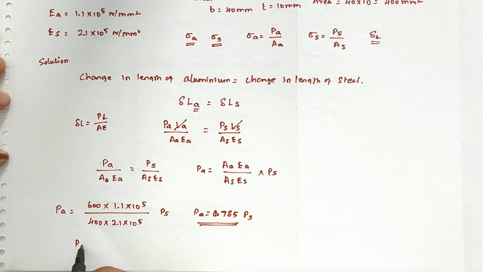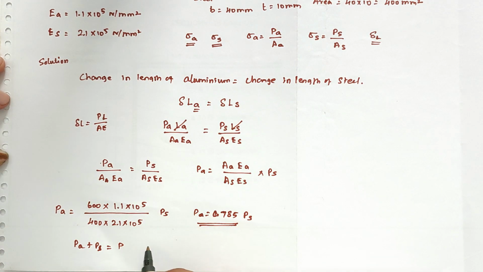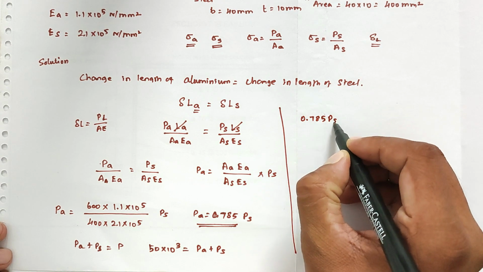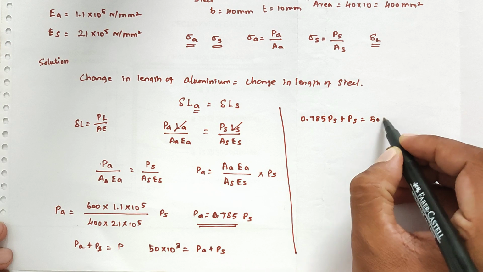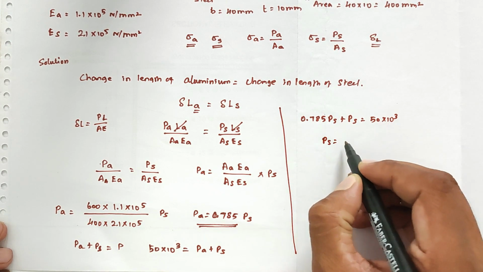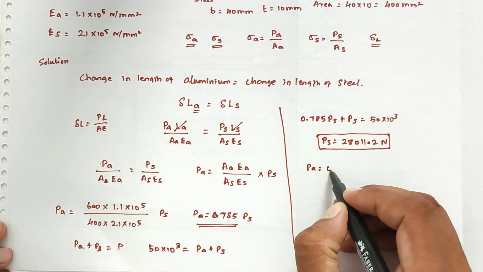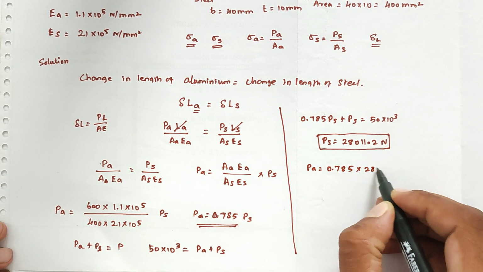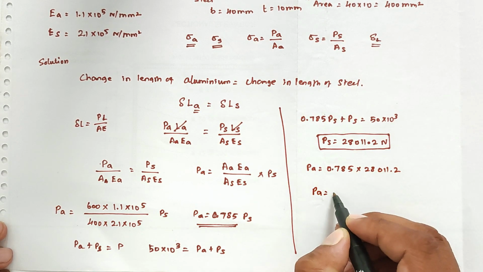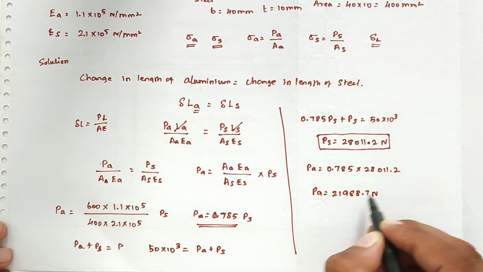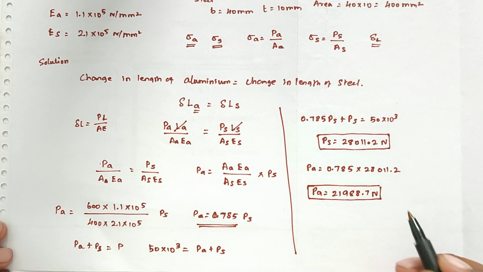Now PA plus PS equals P, the total load that is given. So 0.785 PS plus PS equals 50 × 10³. From that we find the PS value is 28011.2 newton. Substituting the PS value, PA equals 0.785 into 28011.2, so the PA value is 21988.7 newton. Now we have found the PA and PS values.